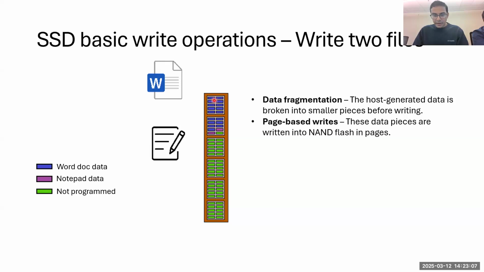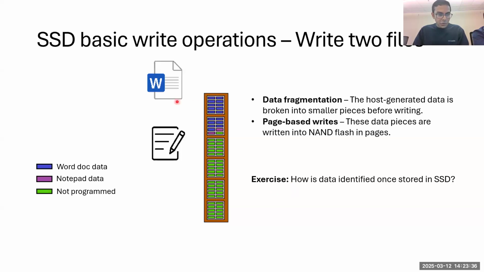And we can see here in this example that we can imagine, for the sake of this example, that a block here has 10 pages as shown here. And we can imagine that this SSD has only 6 blocks for simplicity. And you can see here the data written that corresponds to this Word document is shown in blue, as said before, and the Notepad data is shown in purple. And the data that's not yet written or programmed in this SSD is shown in green.